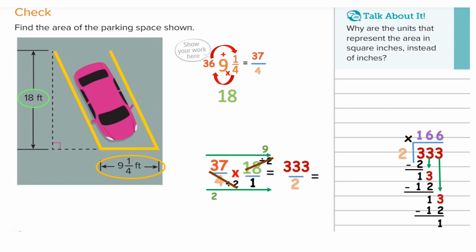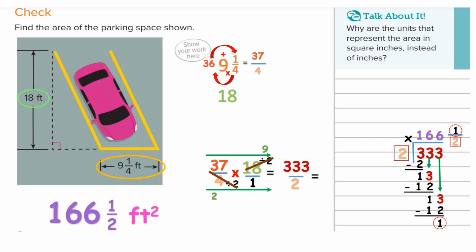I have nothing else to bring down. I started with fractions. I'm going to end with fractions. Therefore, my remainder, once again, is going to be my numerator, and my divisor, my denominator, is going to stay the same. So I end up with an answer of 166 1/2. But I have to remember that I'm doing area and I have to have a label, a very specific label. So I have to have square feet. Okay, so hopefully we're good there.